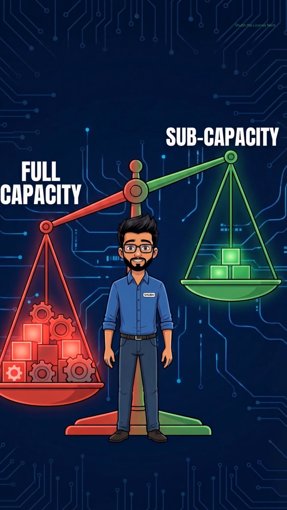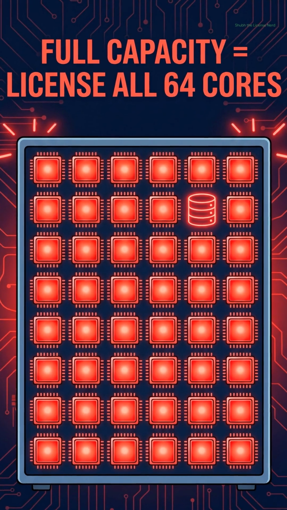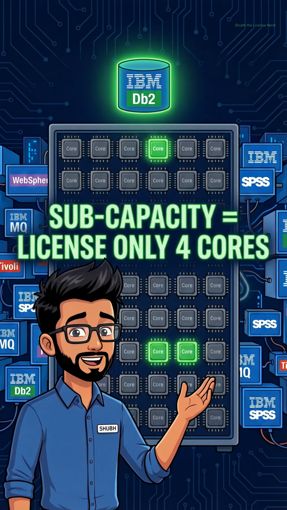Now, let's talk about the difference between full capacity and subcapacity licensing. This is where the real money is made or lost in IBM licensing. Full capacity means you must license every single physical core on the server or cluster where the IBM software is installed, regardless of how many cores the software actually uses. Subcapacity, on the other hand, allows you to license only the virtual cores assigned to the specific virtual machine running the IBM software. This can save you millions of dollars.